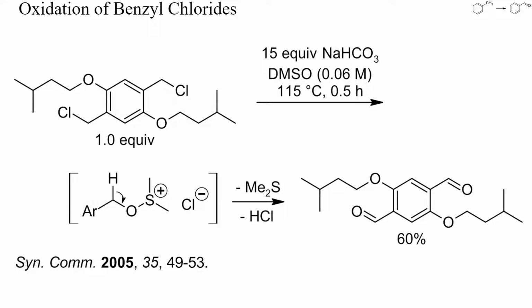In this example, 1,4-diformylbenzene was prepared by twofold oxidation in DMSO as solvent and with a large excess of sodium bicarbonate.